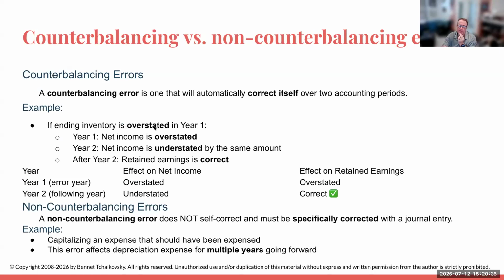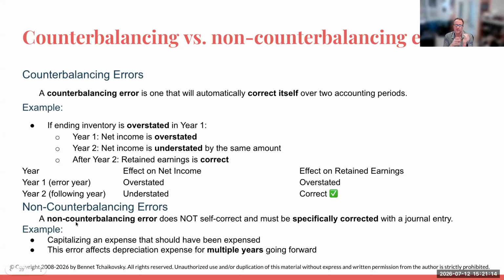Okay. So a counterbalancing error is one that will automatically correct itself over 2 accounting periods. For example, if inventory is overstated in year 1, net income is overstated because ending inventory reduces the amount that went to cost of goods sold. A higher ending inventory is going to basically reduce the amount that went to cost of goods sold. So your net income is going to be overstated. In the second year, your net income is understated by the same amount. So then after year 2, the retained earnings is absolutely correct. So in the error year, your net income is overstated versus understated in year 2. The effect on retained earnings is that retained earnings is overstated, and then this finally goes through and corrects itself.